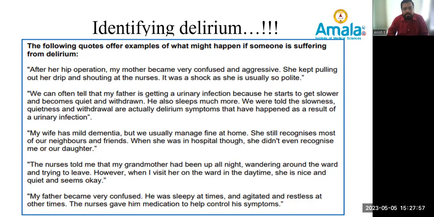We can often tell that my father is getting a urinary infection because he starts to get slower and becomes quiet and withdrawn. So a son who has been taking care of his frail father, the caregivers would start identifying these signs of, okay, my father is going into hypoactive delirium. He also sleeps much more. We were told the slowness, quietness, and withdrawal are actually delirium symptoms that have happened as a result of it.